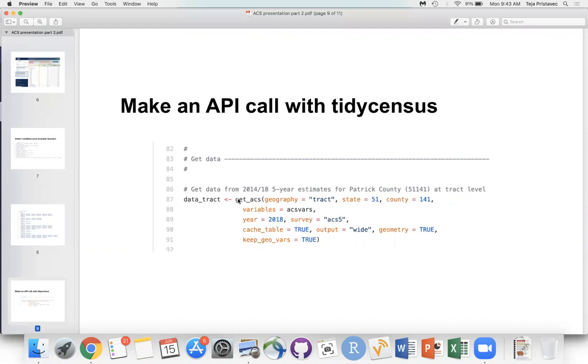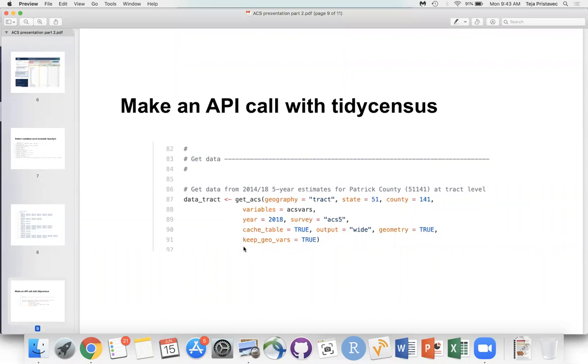If you do $get ACS, as you know, you'll get more information for all the fields that you can put in here and what the accepted values are. If you're working with the decennial census, your survey will be either SF3 or SF1, which stands for short form or long form.